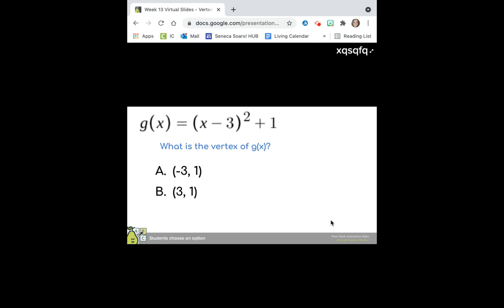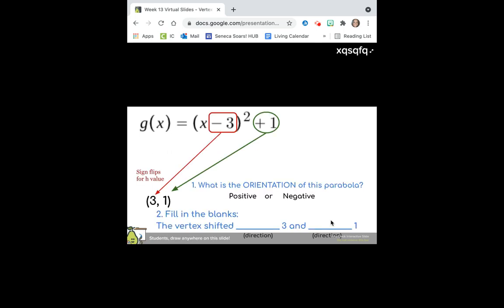So remember, to find the x value of the vertex, we're going to look inside the parentheses and do the opposite sign. So that's going to be a positive 3. And then we're going to use the number at the end of the equation and keep it as is, which is a positive 1. So the vertex would be positive 3, positive 1. What is the orientation of this parabola? And then fill in the blanks in this statement. The vertex shifted blank 3 and blank 1.